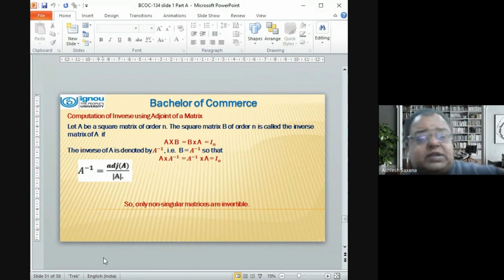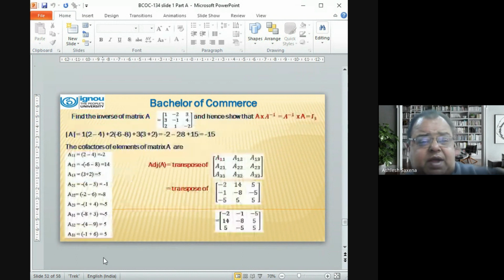Now we will see. Suppose we have to find the inverse of this matrix. The matrix is 1, minus 2, 3; 3, minus 1, 4; 2, 1, minus 2. First of all, we have to find the inverse and then we have to show that. What I told you, by taking one example, you can prove it. Initially, we have to determine the determinant of this matrix.